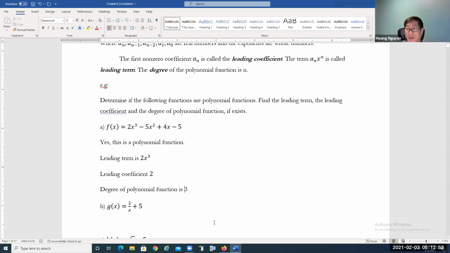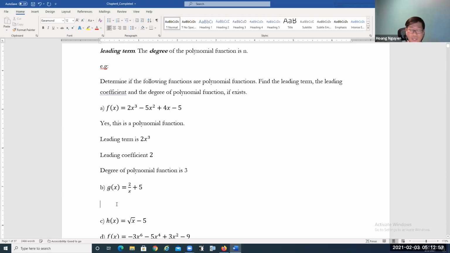So take a look. Part B is over here. Let's give it a try. Okay, so we're gonna work together. Over here, let's see if this is a polynomial function. Let's take a look at the function g of x equals 2 over x plus 5.